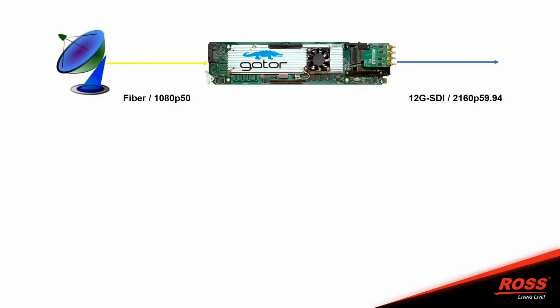As before, we use Gator Toolbox to perform the up conversion, but we'll also be performing a standards or frame rate conversion. Gator utilizes an advanced linear frame rate conversion process which features motion adaptive algorithms to provide the highest quality results at any resolution.